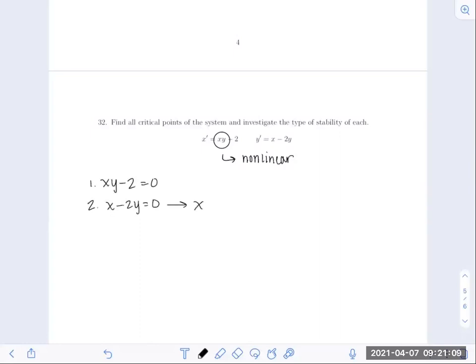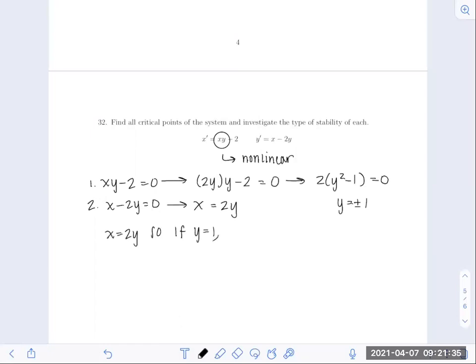So I'm going to solve for x in the second equation, that's 2y. And if I plug it into the first, I get 2y times y minus 2 equals 0. In other words, 2 times y squared minus 1 equals 0. So we get y equals plus or minus 1. And then based on that, remember we have that x equals 2y. So if y equals 1, x equals 2. So we have the critical point 2, 1. If y equals negative 1, x equals negative 2. So we have the critical point negative 2, negative 1. Now here you'll notice that our critical points are not the origin.